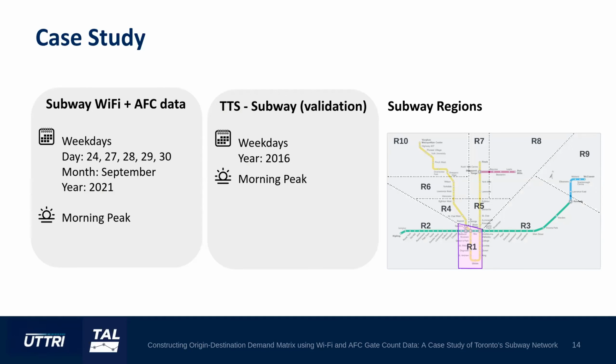To validate our framework, we selected data from 5 business days in September 2021 in the morning peak. We used the TTS 2016 as baseline, morning peak as well. In addition, we divided the subway network into 10 regions, with the travel attraction zone identified as region 1. Remember, it's the morning peak, and region 1 is the attraction zone. It should be noted that in 2016, the year of publication of the last TTS, the stations in region 10, up north, were not yet completed. Therefore, the demand estimated by the Wi-Fi data may differ from the TTS, as we see later.